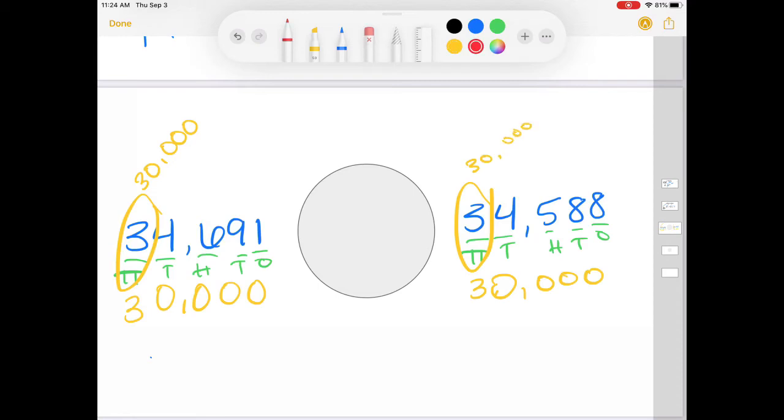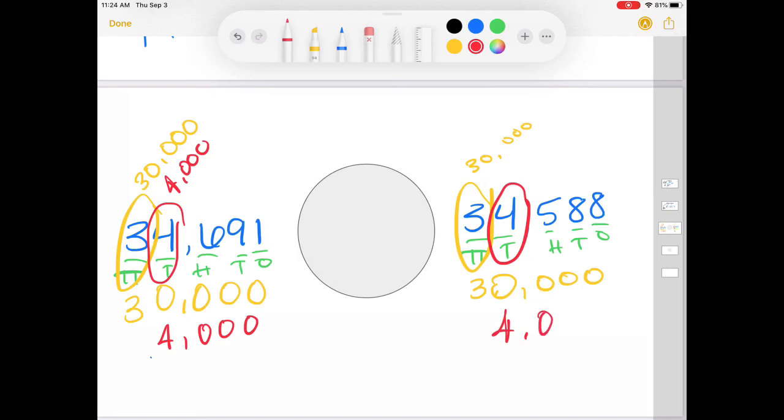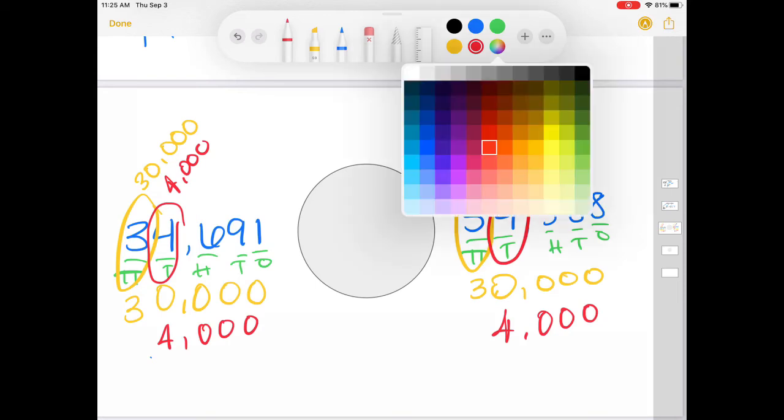30,000. Now I need to go over to my next one, which is the thousands. I have a 4. That means I have a 4,000. It is worth 4,000. Over here, there's also a 4 in my thousands. So I know that's worth 4,000. They are equal, so I need to move to my next one.